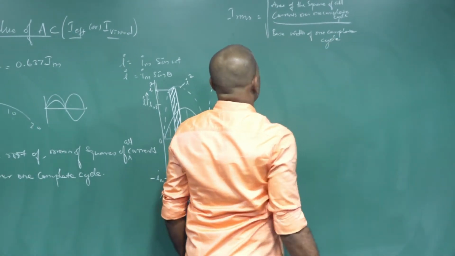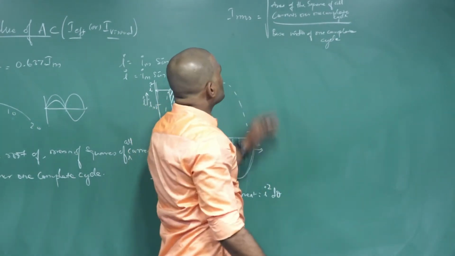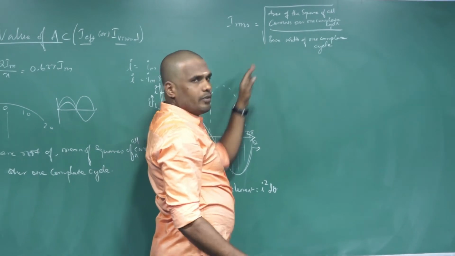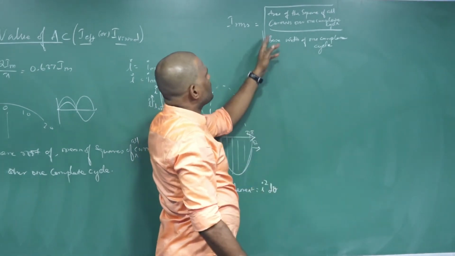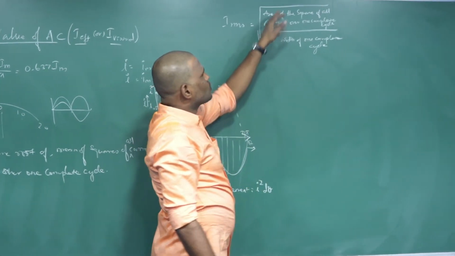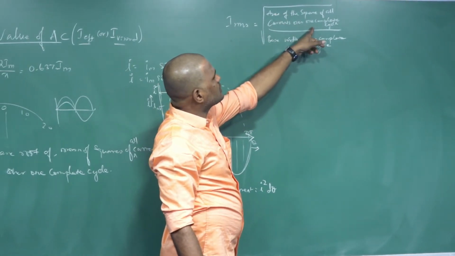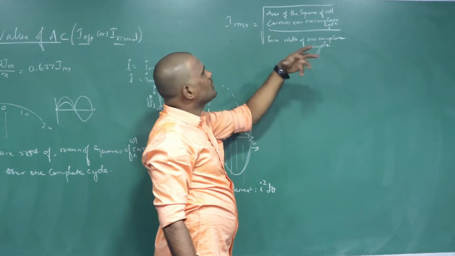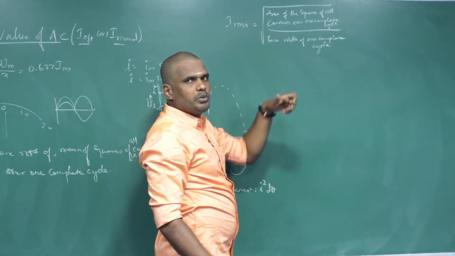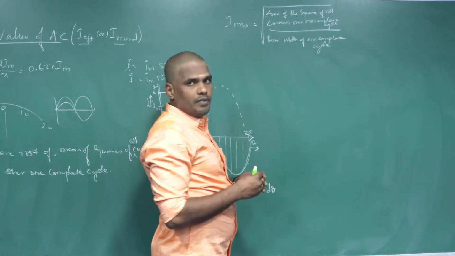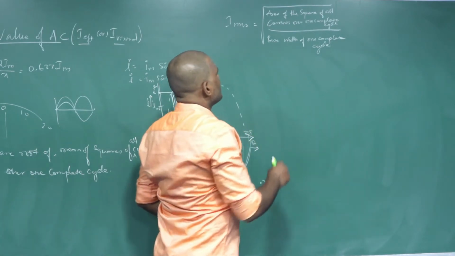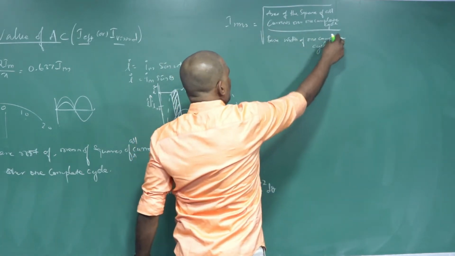Base width of one complete cycle. To calculate the RMS value of alternating current, we are switching over to this particular formula: it is the square root of the area of the square of all currents over a complete cycle. The area of the square of all currents will give you, for one complete cycle, the mean value of the square of all the currents over one complete cycle, divided by the base width of one complete cycle.